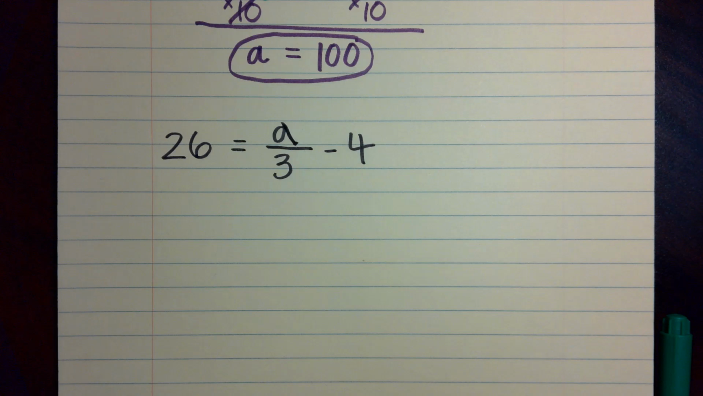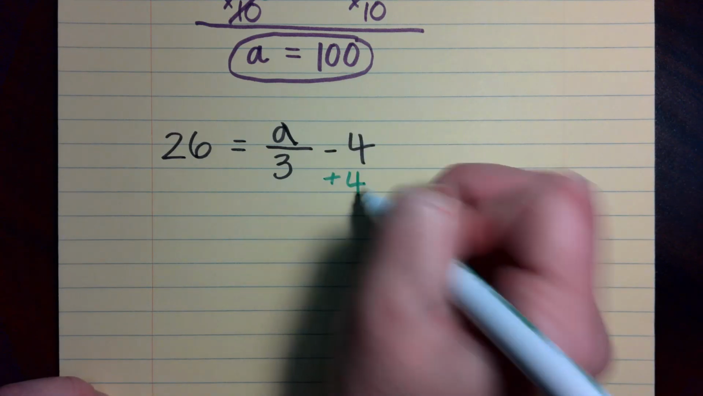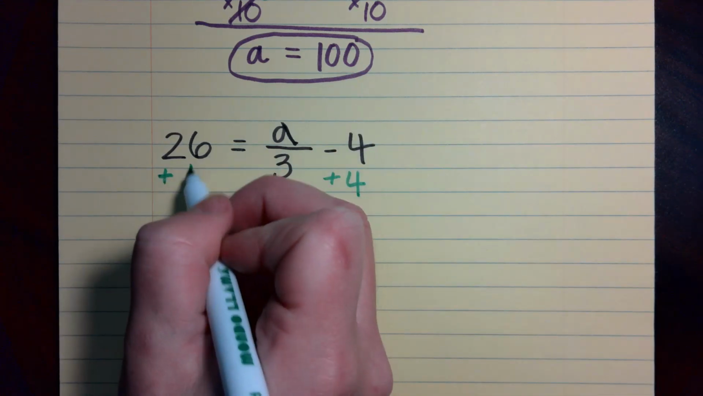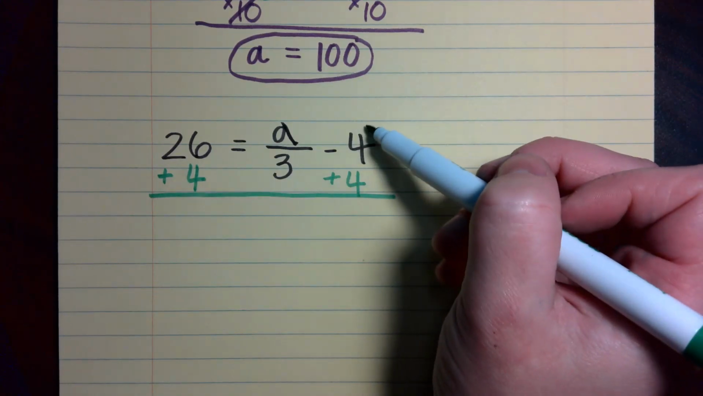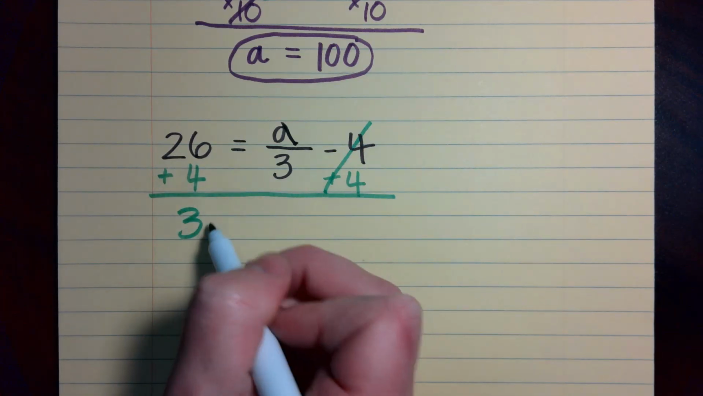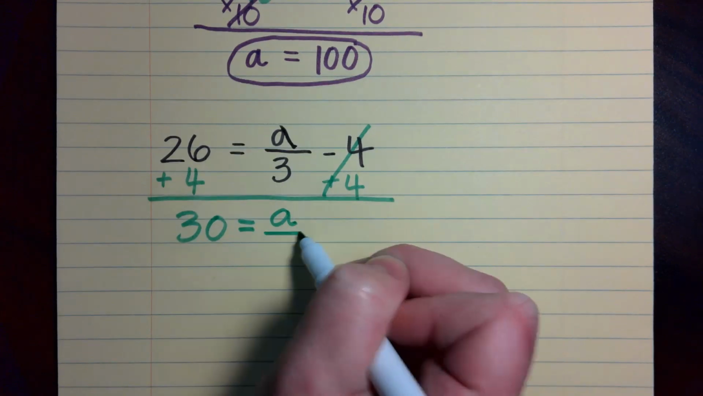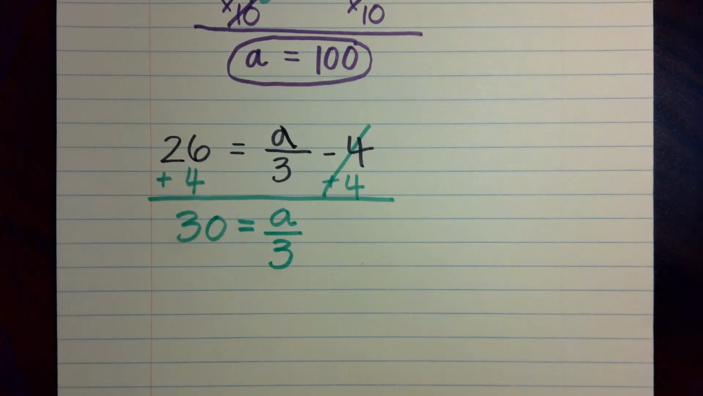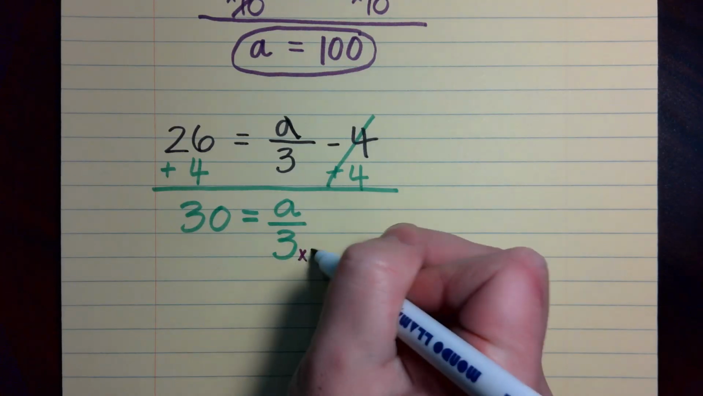We will be adding first. We are going to add first. What number are we adding? 4. Absolutely. We're going to add 4 to get rid of that minus 4. My 4's are going to do what? Cancel. 26 plus 4 is 30 equals, we still have A divided by 3. Now what do I do? 3 times 3. Absolutely. 3 times 3 to get rid of it.